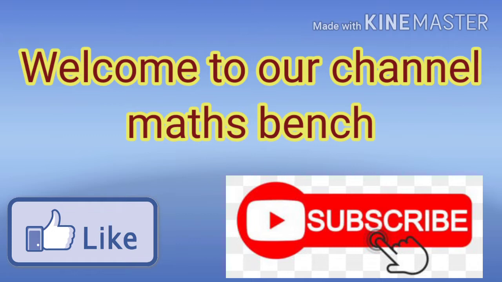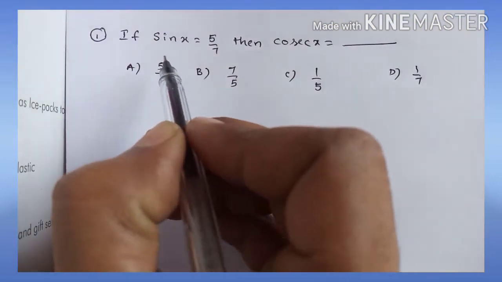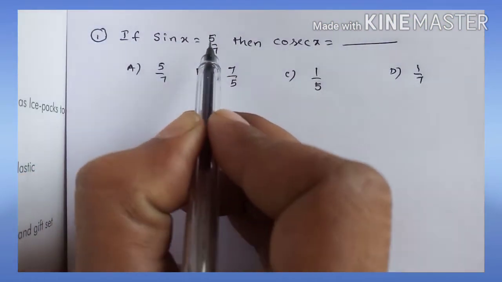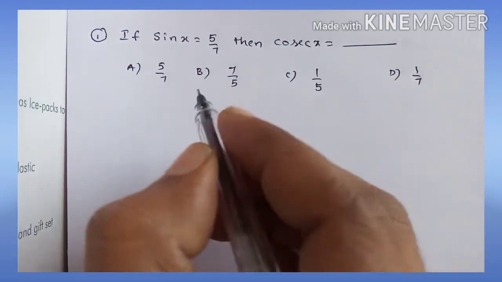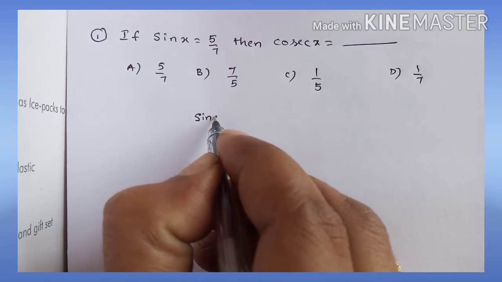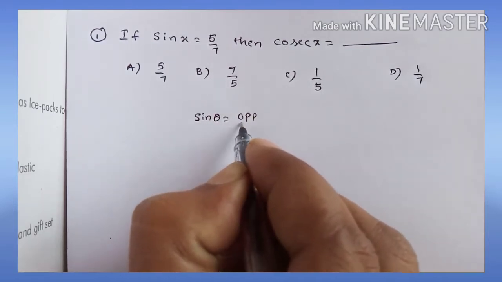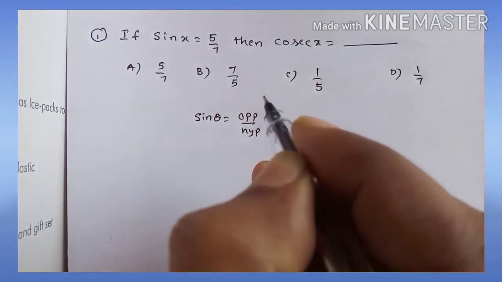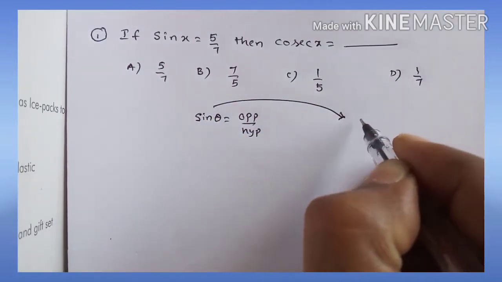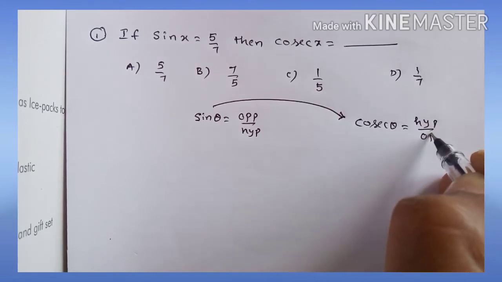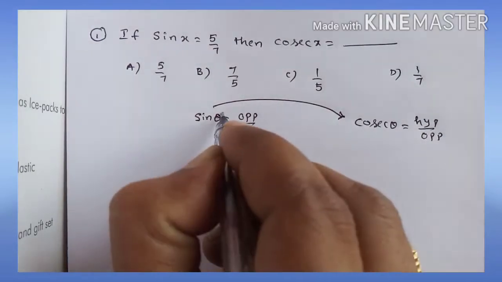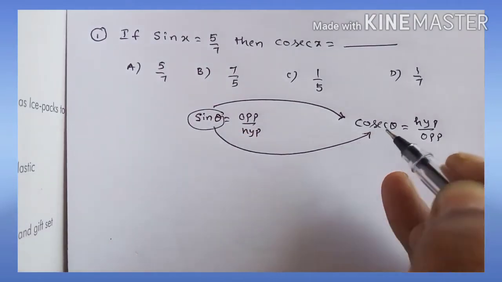Let's start our class here, right? Question is, if sin x is equal to 5 by 7, what is cosecant x? We know the relation sin theta is equal to opposite by hypotenuse. Reciprocal of sin theta is called cosecant theta, which is equal to hypotenuse by opposite. Reciprocal of the sin value will give cosecant theta.